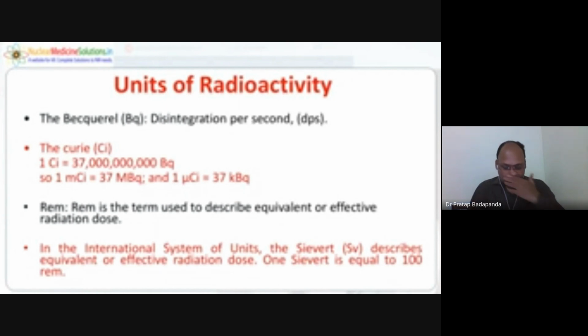The second important unit is REM, Röntgen equivalent man. REM is usually a term used to describe the equivalent or effective radiation dose. In the international system of units, the SI units, the sievert is the unit of dose, which describes an equivalent effective radiation dose, and 1 sievert is 100 rems, or 1 gray is 100 rads.